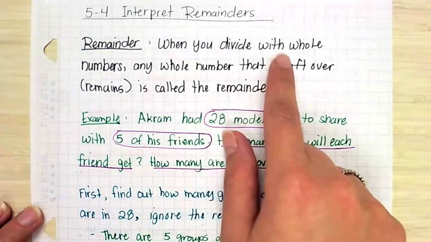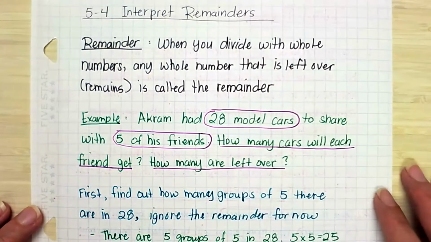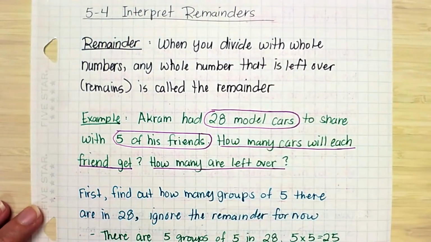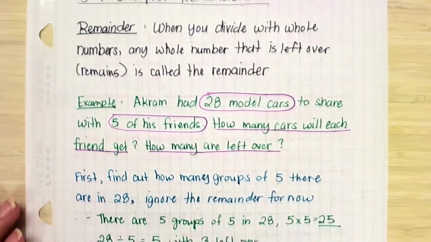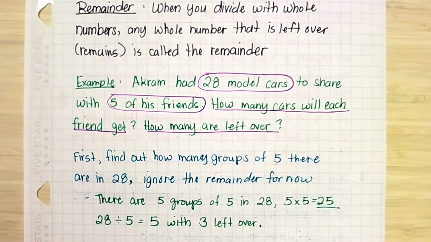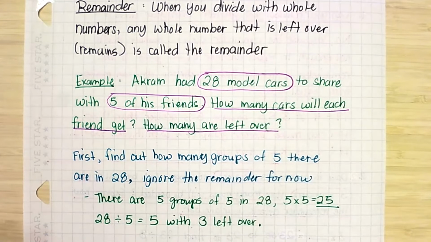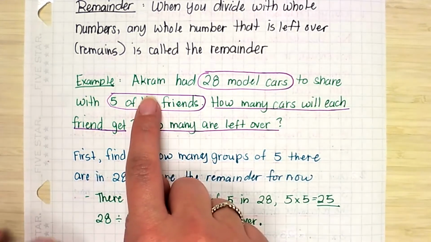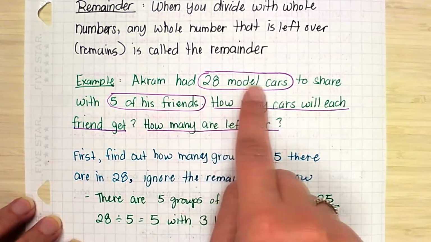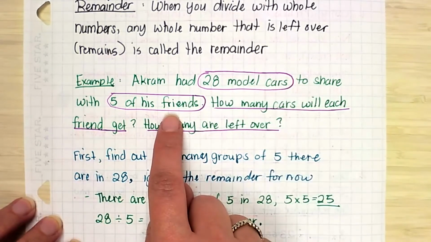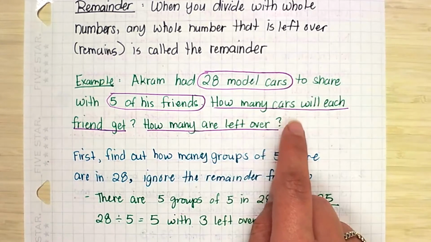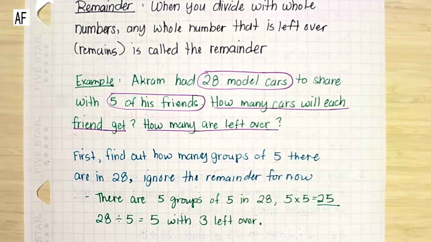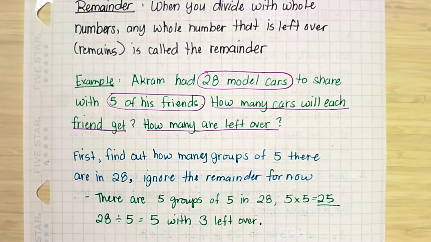So we said that the remainder is what we get when we're dividing whole numbers and we have some left over that are not enough to break into those equal groups. It's not enough to give to each group evenly. An example that we have, and I annotated it for you, is Akram has 28 model cars to share with 5 of his friends. How many cars will each friend get? How many are left over? When we're talking about something being left over, that's when we're talking about a remainder.